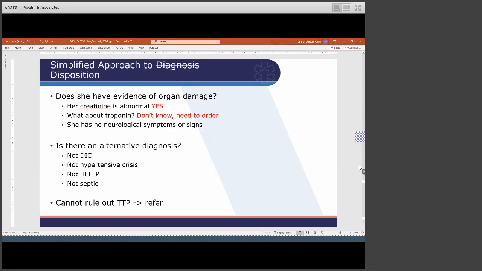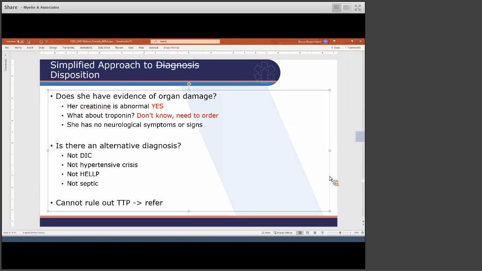The other test that you may want to consider is a urine dip to look for proteinuria or hemoglobinuria. What about troponin? Well, it's not the type of person that we would have ordinarily thought about ordering troponin for, so we should probably go ahead and add it to our blood work. And you go back and you confirm, no, she doesn't have any neurological symptoms or signs. She really is fine. Is there an alternative diagnosis? Well, she doesn't have DIC.